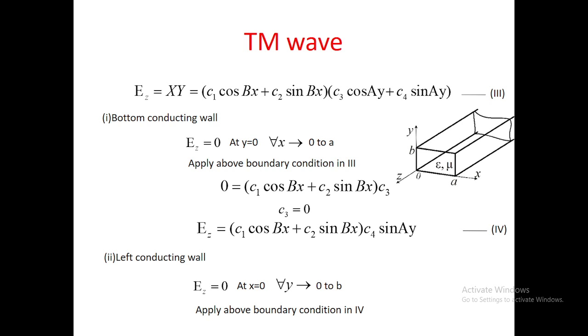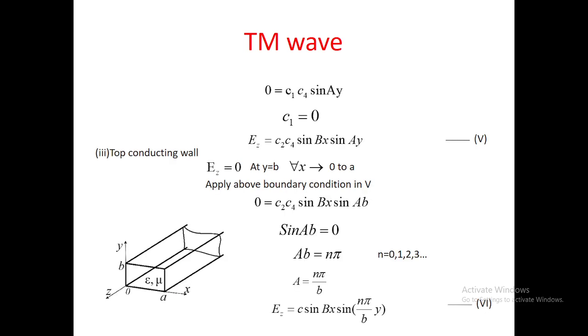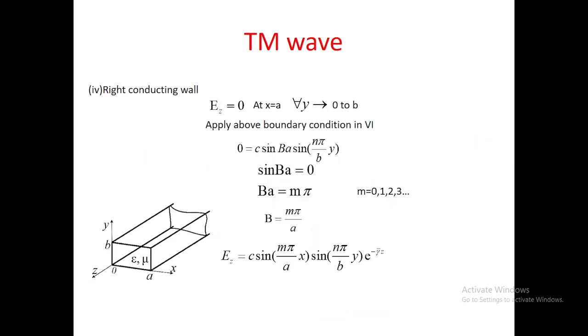By applying boundary conditions, first of all the bottom conducting wall. A rectangular waveguide is a combination of four conducting walls. The bottom conducting wall is placed at y equal to 0. At y equal to 0, Ez equal to 0, meaning the electric field tangential to the conducting wall is 0 for all x from 0 to a. Then one by one, we apply four boundary conditions related to the four conducting walls: bottom, left, top, and right conducting wall.